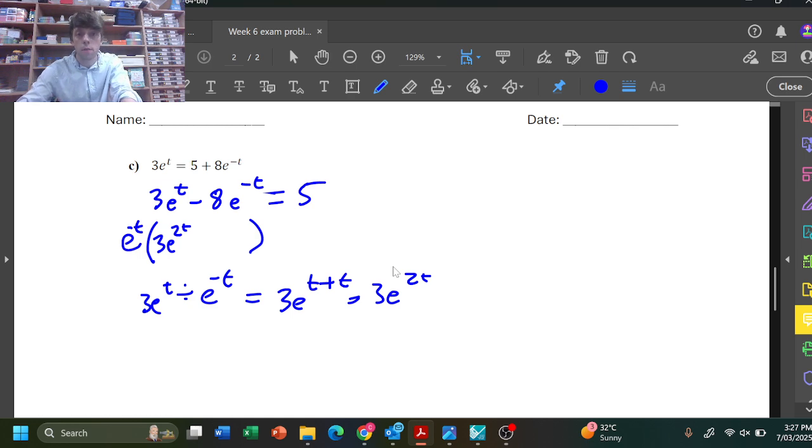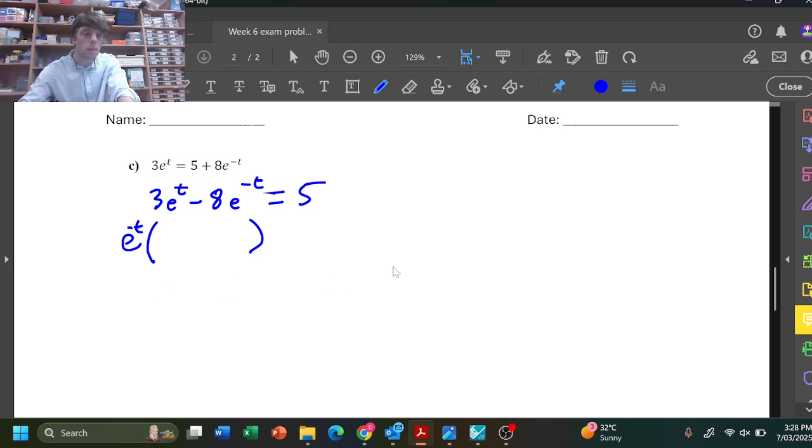And then over here, if we divide this term by e to the power of negative t, that's just going to become 8, and we're left with this expression over here. All right, so that's our result. And I'll just get rid of all of this stuff here, just to make things easier. So we end up with 3e to the power of 2t minus 8 is equal to 5.